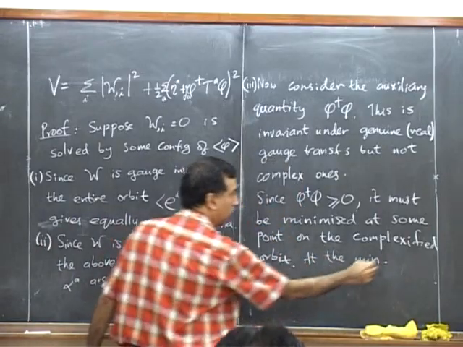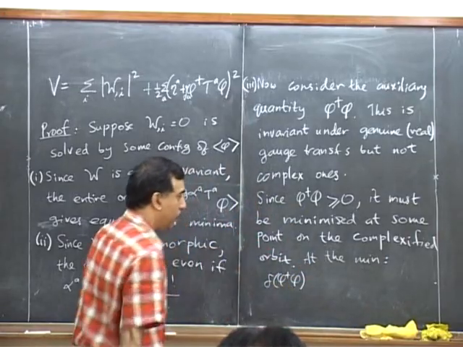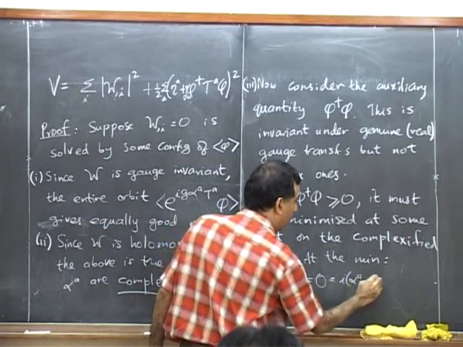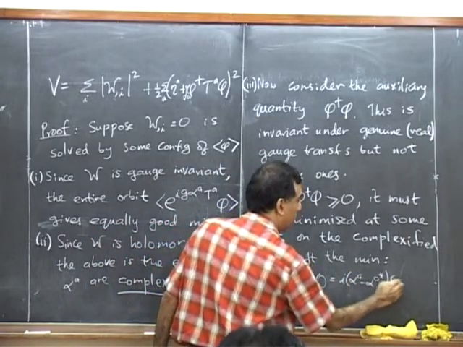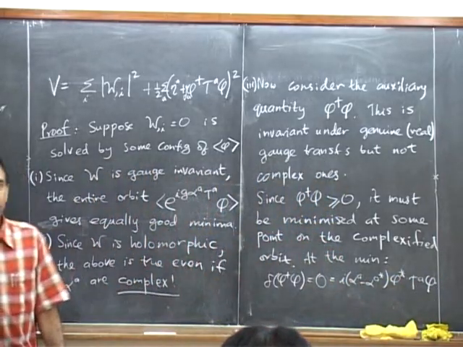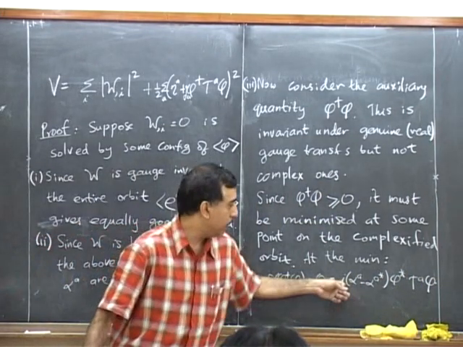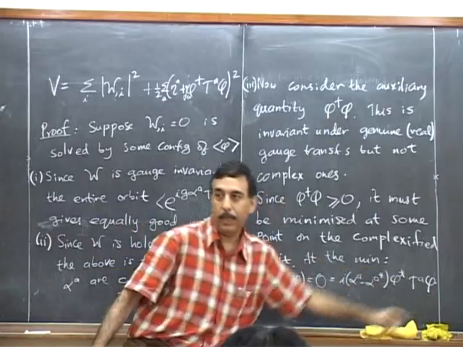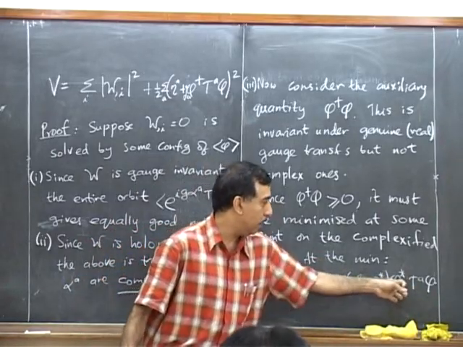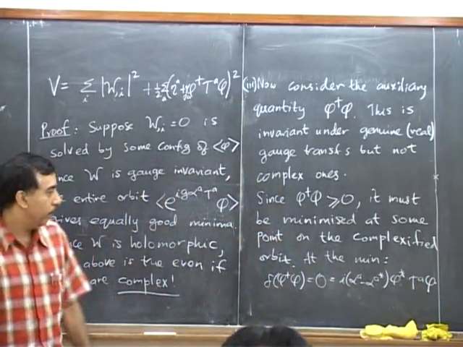So at the minimum, the variation of phi dagger phi must be 0, and this is equal to i alpha^A minus alpha^A star, phi dagger T^A phi. Because the variation of phi gives me i alpha T phi, and the variation of phi dagger gives me minus i alpha star phi dagger T^A on the right.